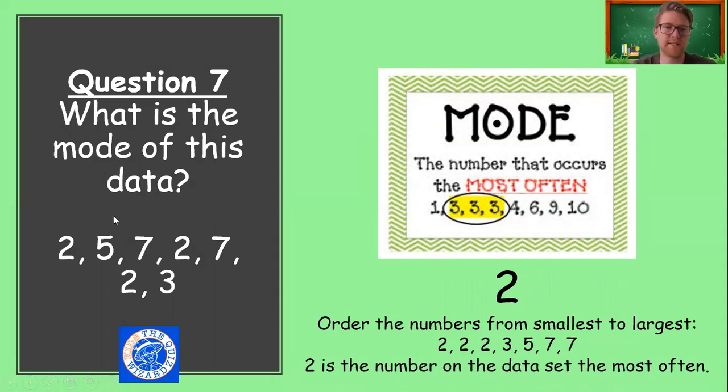So if we look at this set of data, 2, 5, 7, 2, 7, 2, 3, the best thing to do is to order those numbers from smallest to largest first, and you'd get 2, 2, 2, 3, 5, 7, 7. And you can see that 2 is the number in this data set that is used most often, the mode.